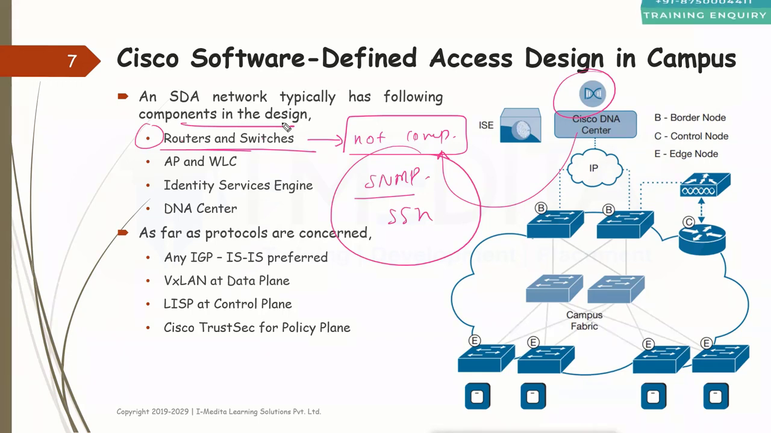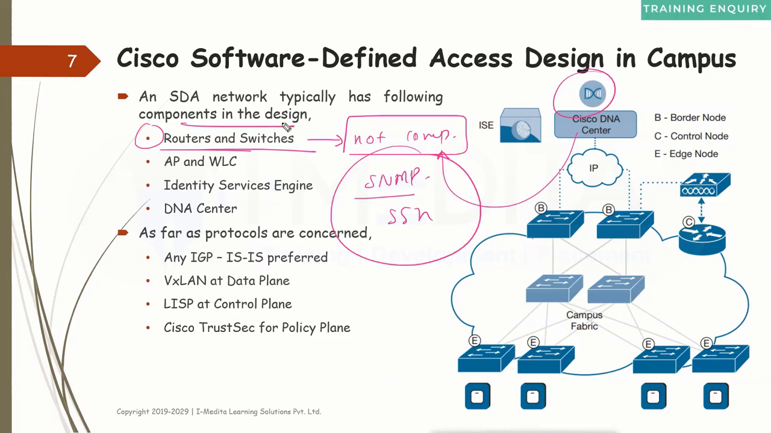But how will it discover? Normal CDP discovery. Since all these traditional routers and switches will support CDP, those devices can be discovered. You mean those are Cisco devices only, correct? Cisco CDP. Yeah, those are Cisco devices, yes.